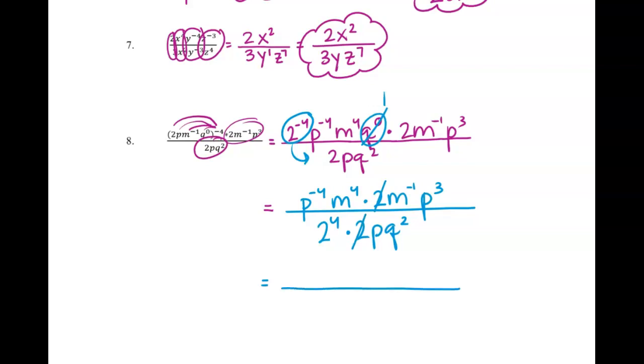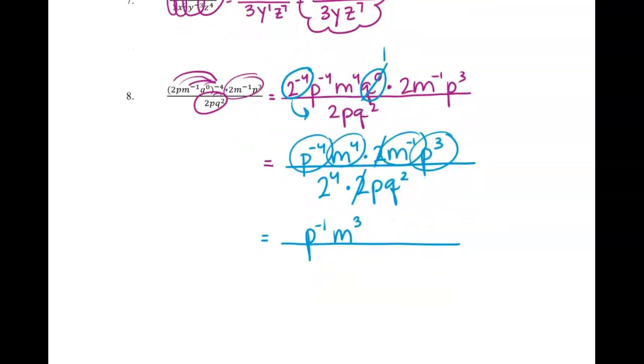And keep this. I'm going to multiply across. So p to the negative 4th times p cubed, negative 4 plus 3, because we're multiplying, is p to the negative 1st. m to the 4th times m to the negative 1st, 4 plus negative 1 is 3. So we have m cubed. 2 to the 4th is 16. And then we have p, and then we have q squared. Getting really close.